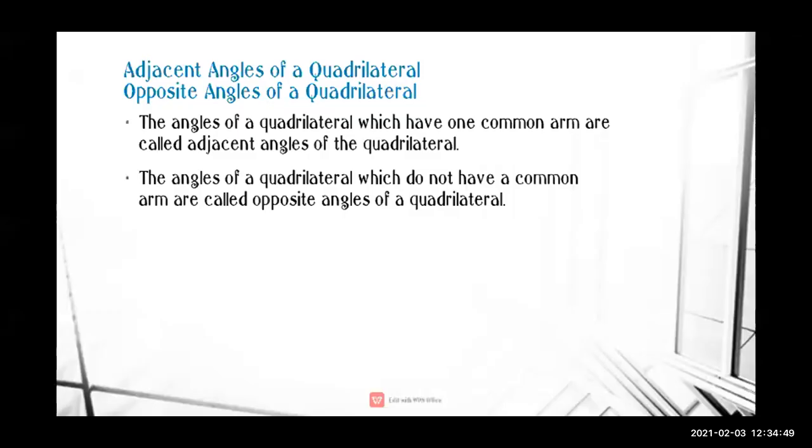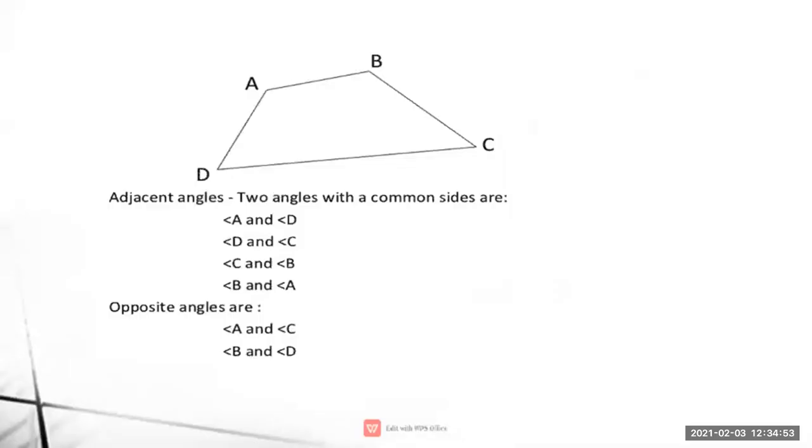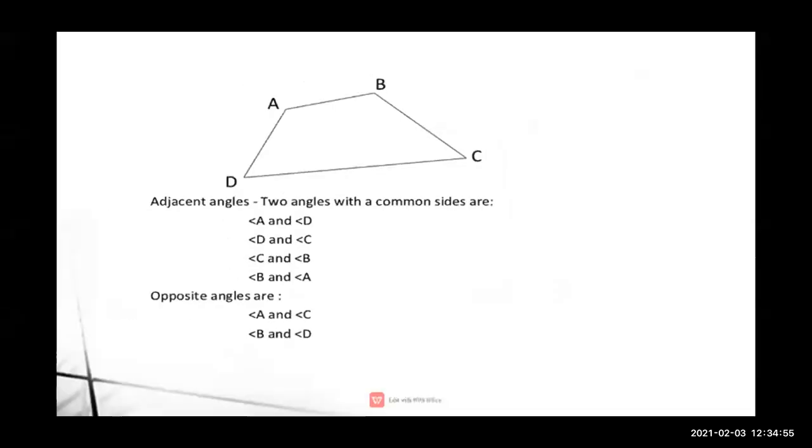We will see through a figure. In this figure, the name of the quadrilateral is what? Very good. The name of the quadrilateral is ABCD. Now here what you have to find out? You have to find out the adjacent angle.